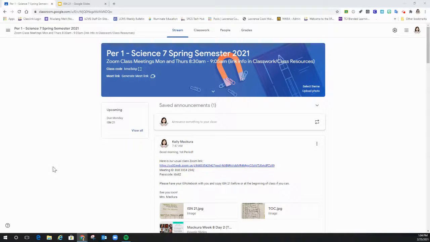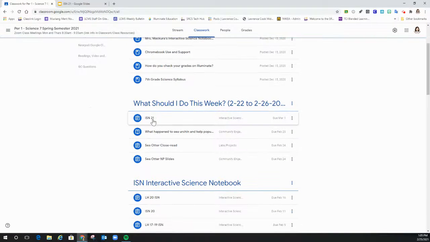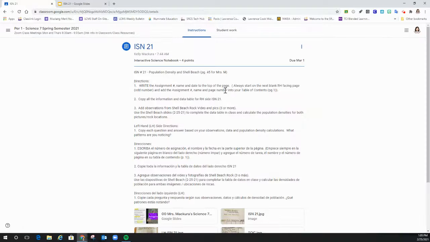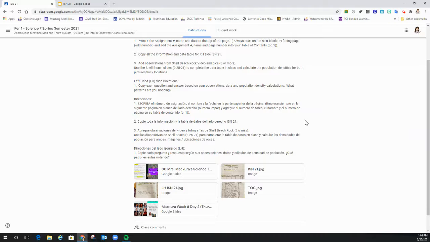Hi, everybody. I'm going to talk you through how to do your ISN notebook page number 21. I'm going to invite you to go into the classroom and go into classwork and go ahead and open ISN 21 and view the assignment. And once you're there, you're going to see a number of things here that I think will be helpful for you. You're going to see the slides from today that will have all the images and pictures and videos that you need to do the assignment.